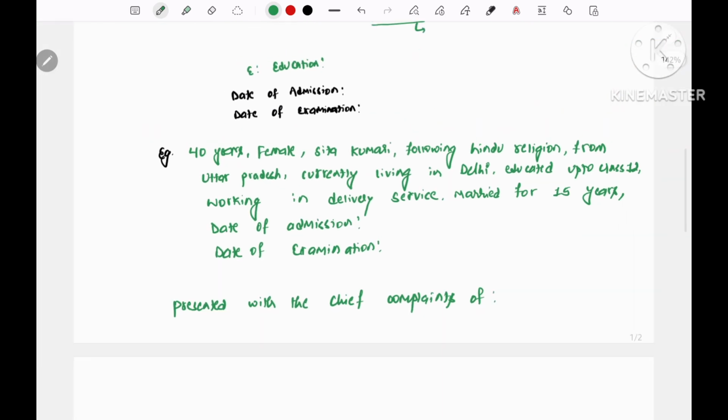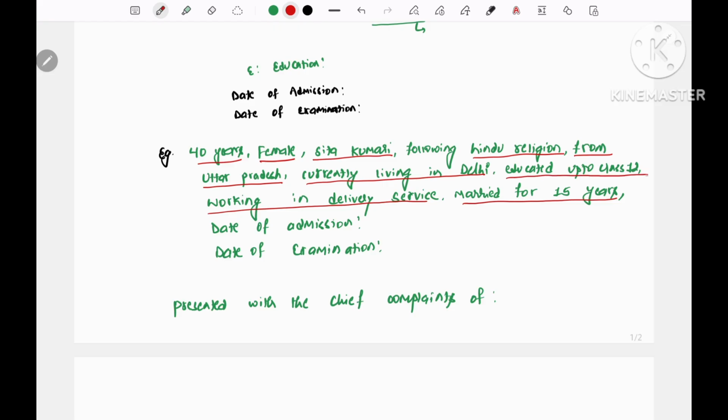So in this way, we write the patient particulars. Here we have mentioned the name, the age, sex, NAS, and address. One is the temporary address and another is the permanent address. Then R means religion is also mentioned. Then O means occupation is also mentioned. M for marital status is also mentioned. And the last one is E, education, is also mentioned. So every point of the patient particulars has been covered here.